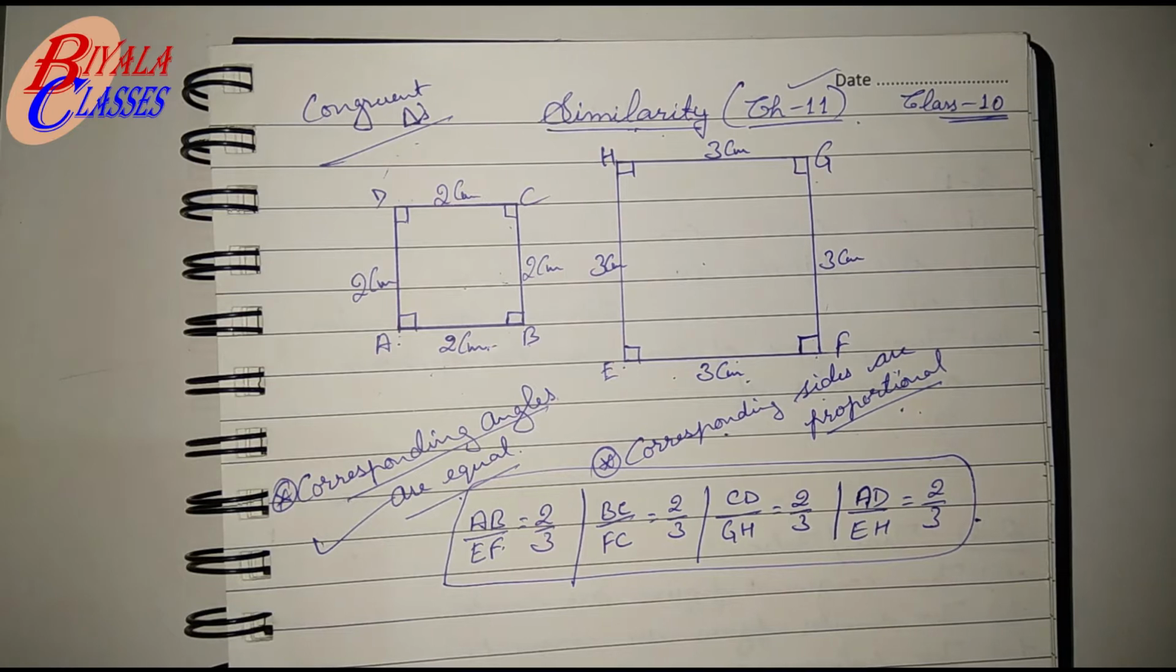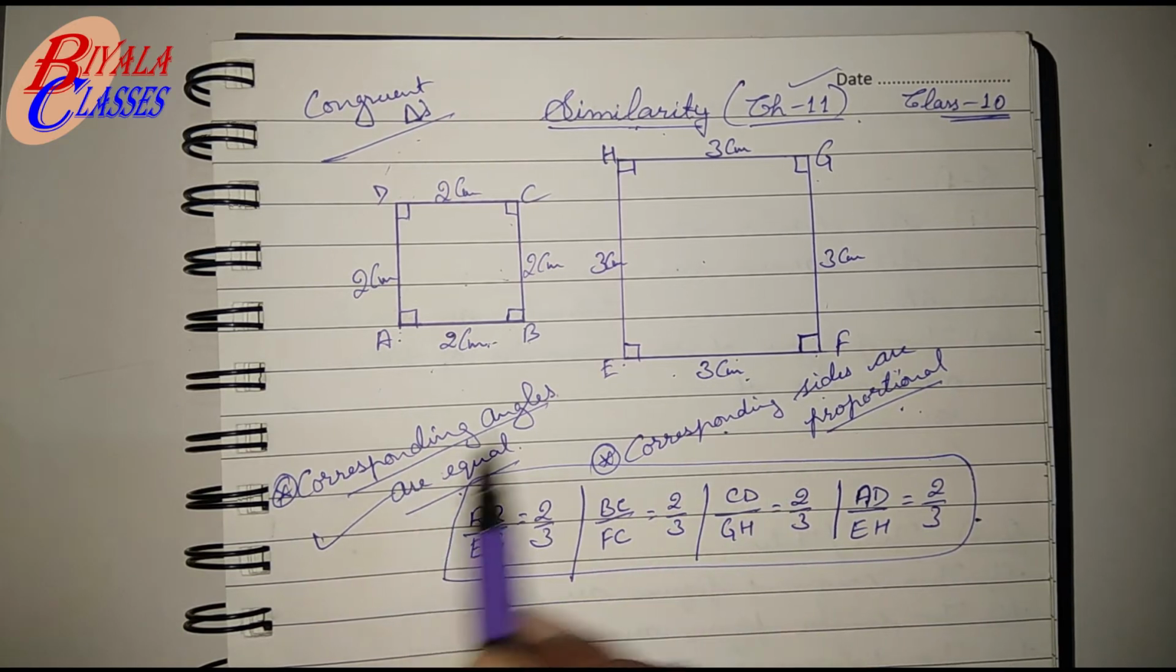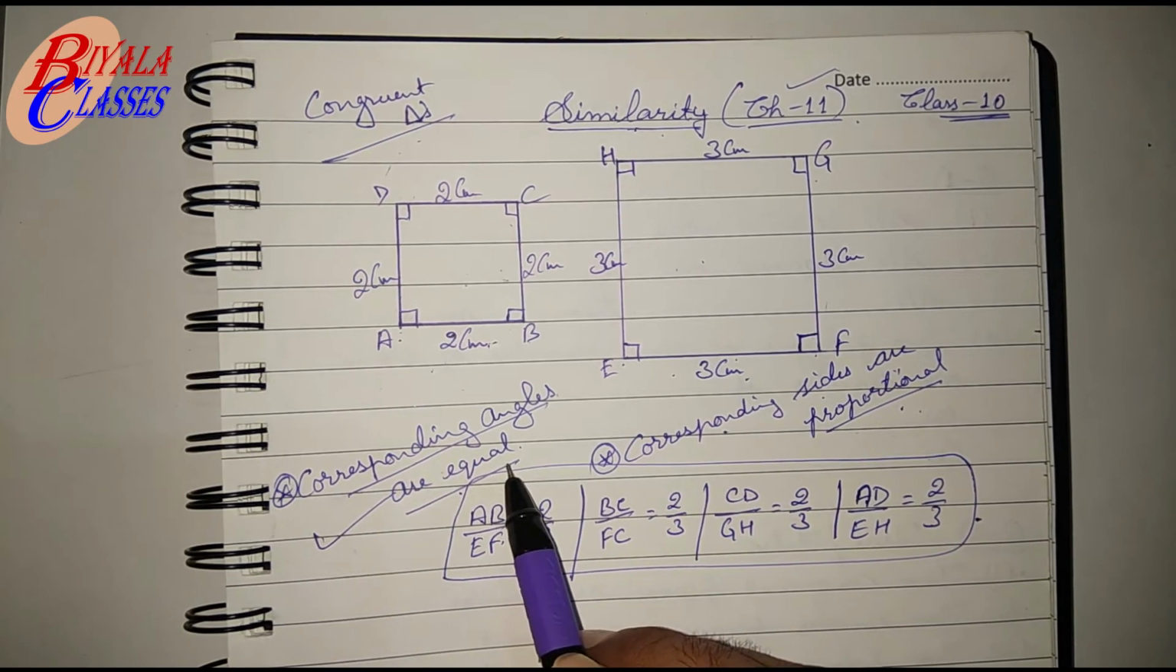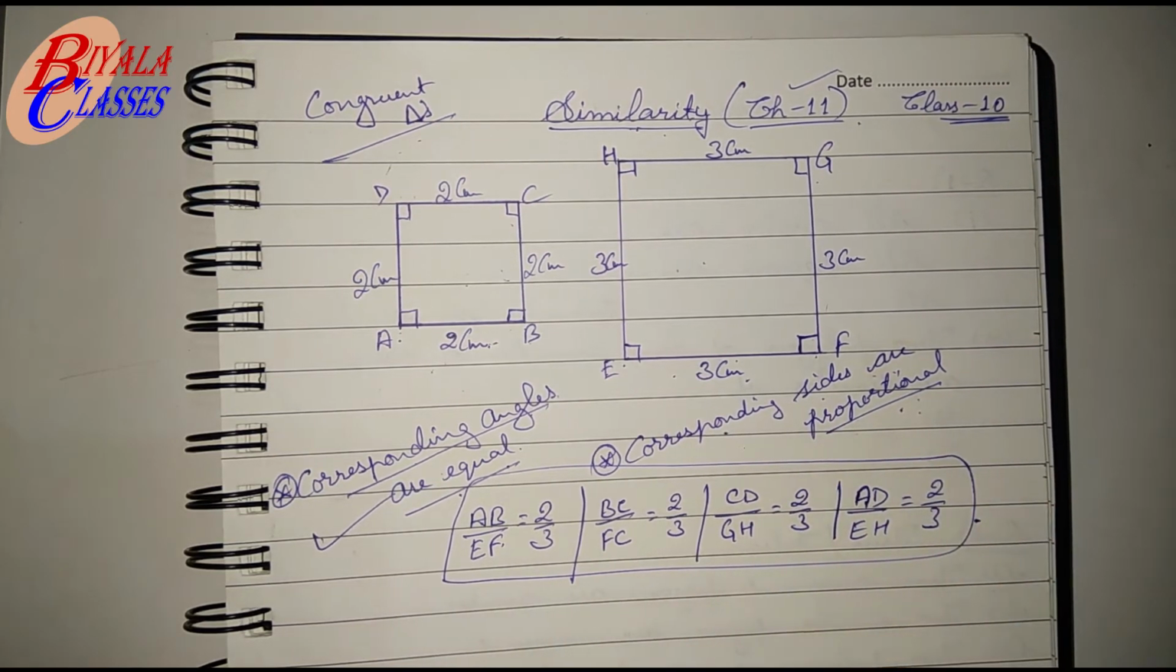Now similarity in this chapter, we will deal with triangles. For triangles, what will be the conditions to be similar? Of course, the same thing applies: the corresponding angles of the two triangles are to be equal, as well as the corresponding sides being proportional to each other.